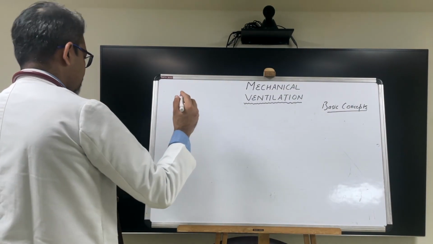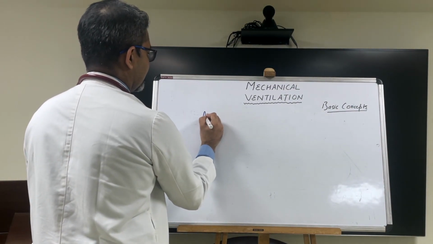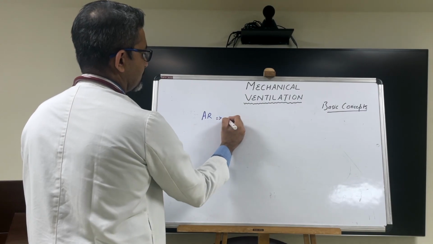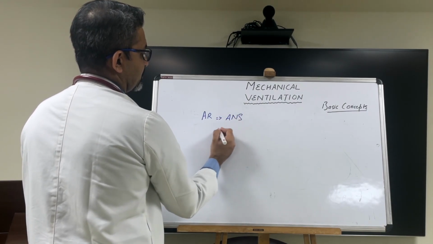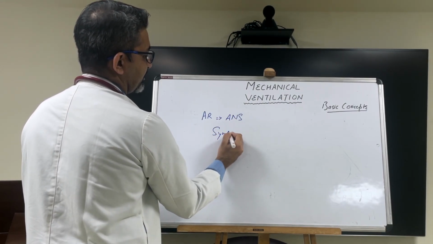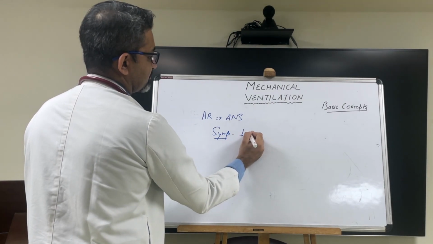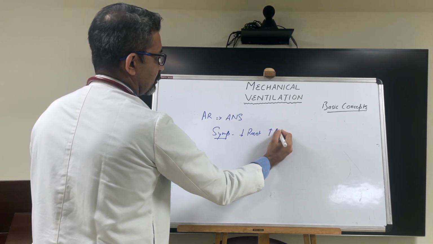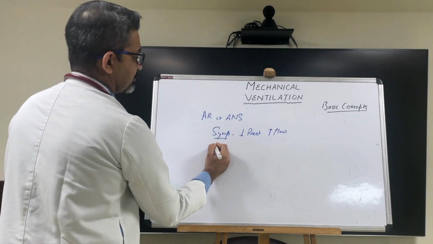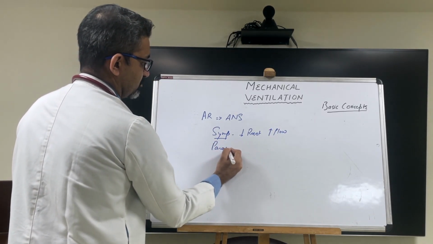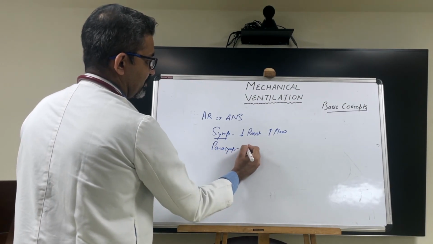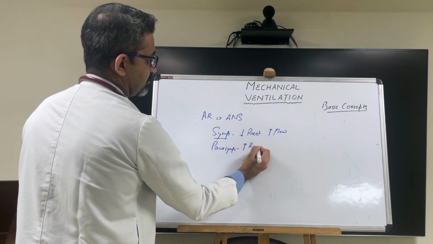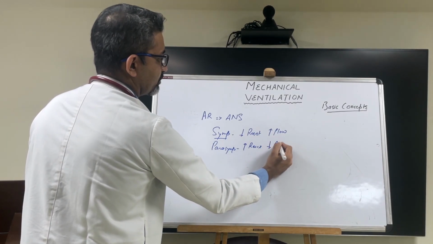Similarly, airway resistance can be affected by the autonomic nervous system. Sympathetic drive will decrease resistance and increase flow. Parasympathetic will increase resistance and decrease flow.